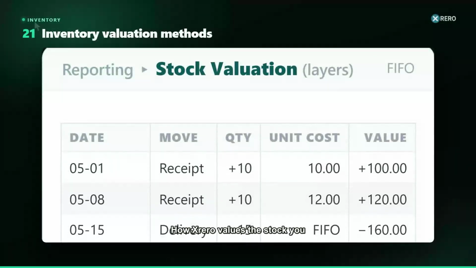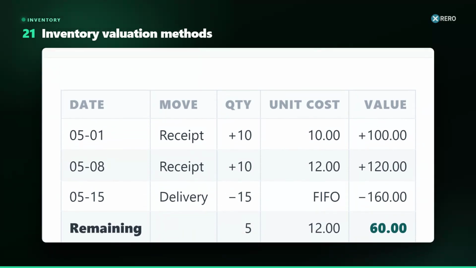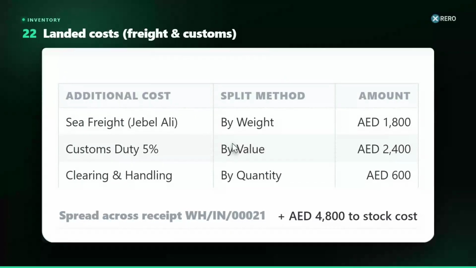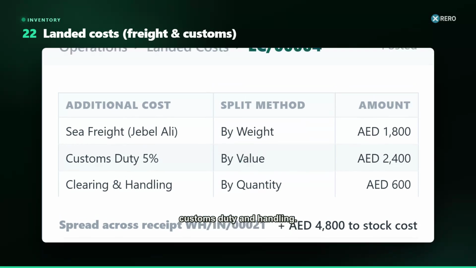How Xrero values the stock you hold is set on the product category, Chapter 4.4. The method decides the cost taken out each time you sell or consume an item, and therefore your stock value and margin. For imported goods, common in the UAE, the true cost is more than the supplier's price. Add freight, insurance, customs duty, and handling.